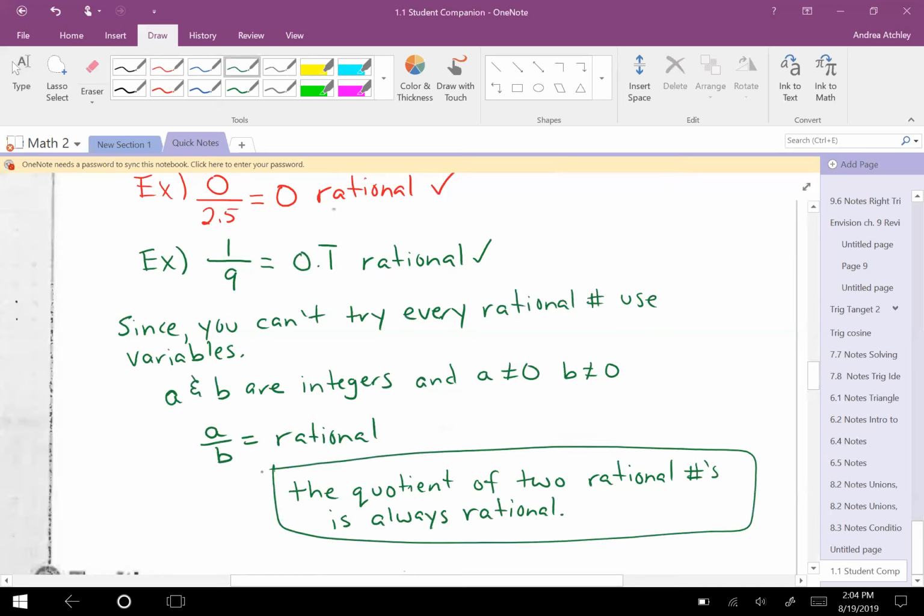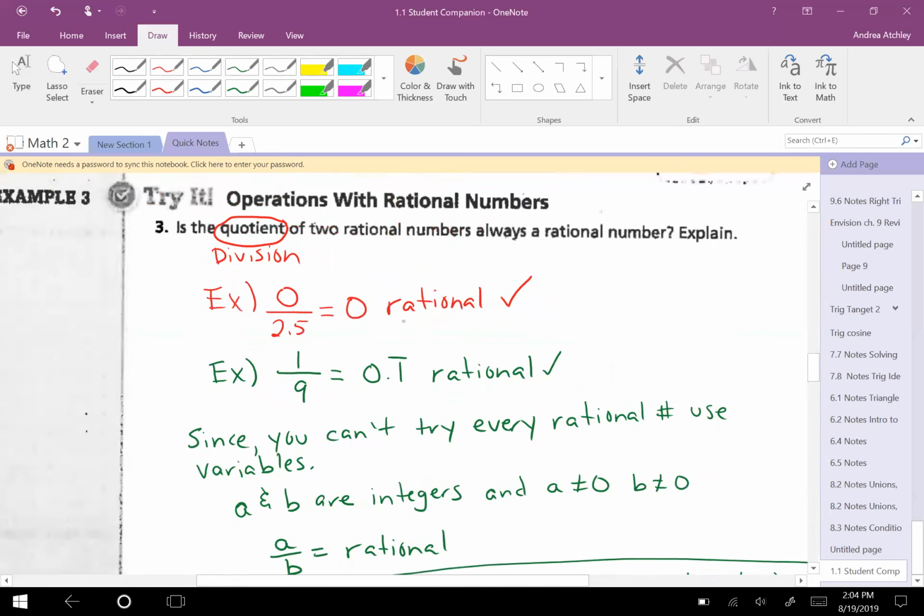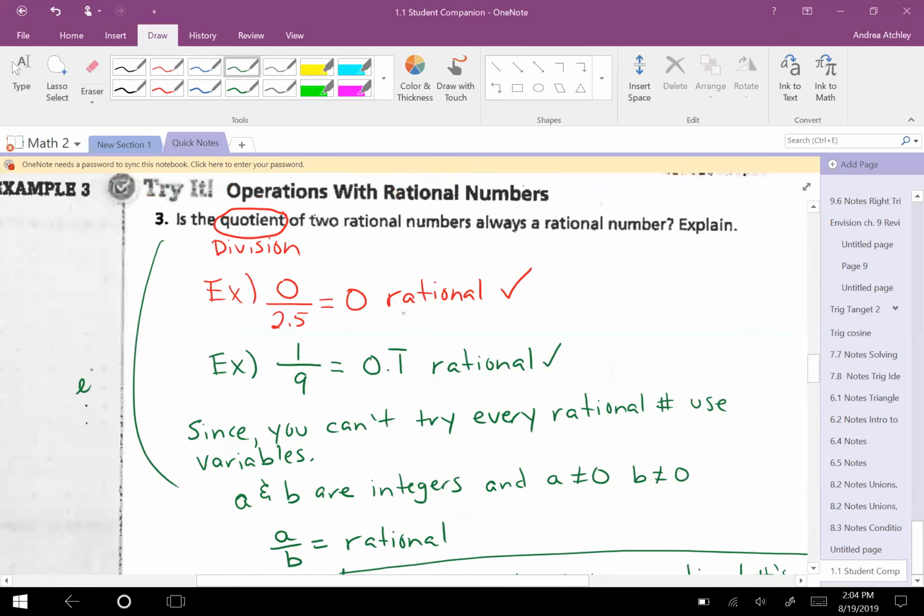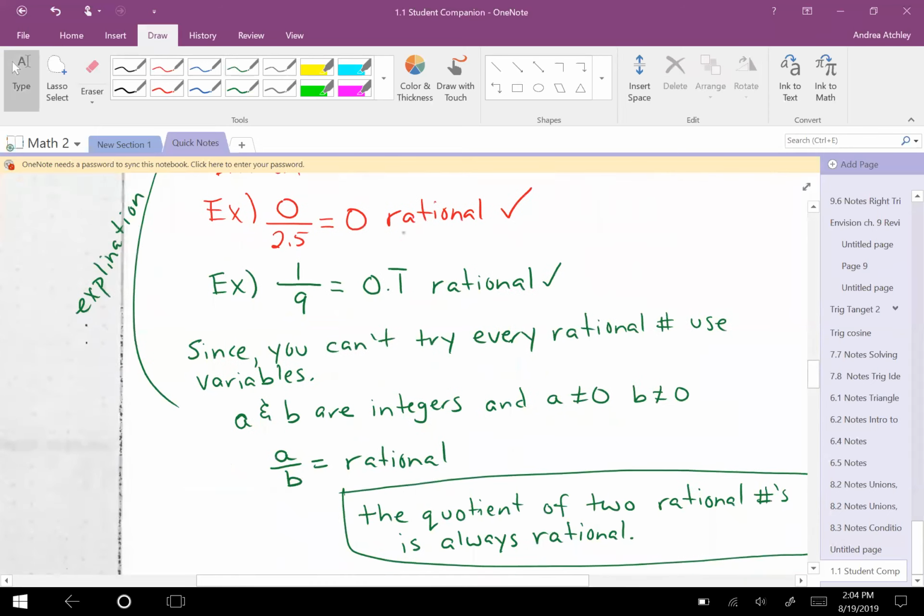Okay, so that is our answer. Yes, that's true. And then this is our explanation. Okay, all that work is the explanation. And then that's our answer. The quotient of two rational numbers is always rational. Any questions over that?